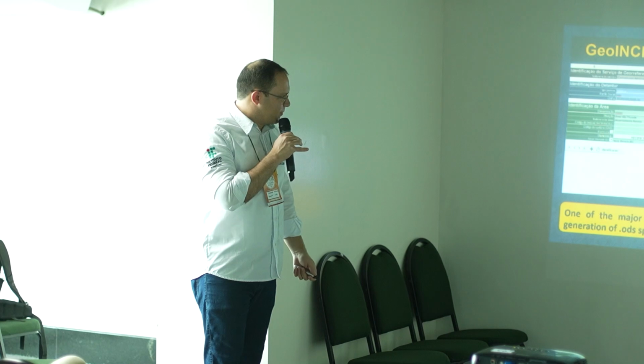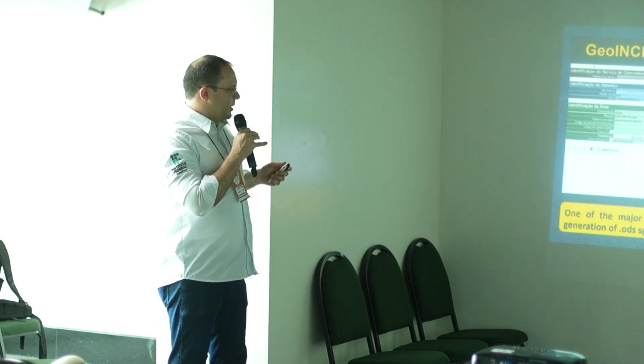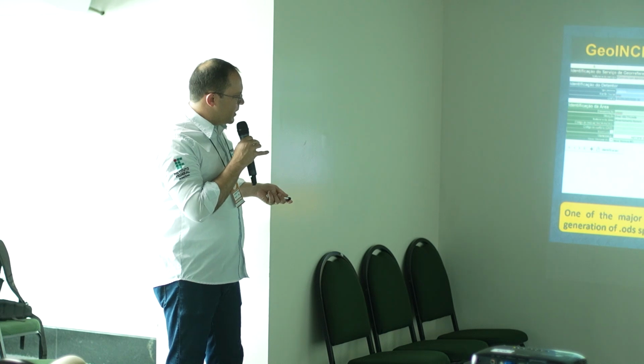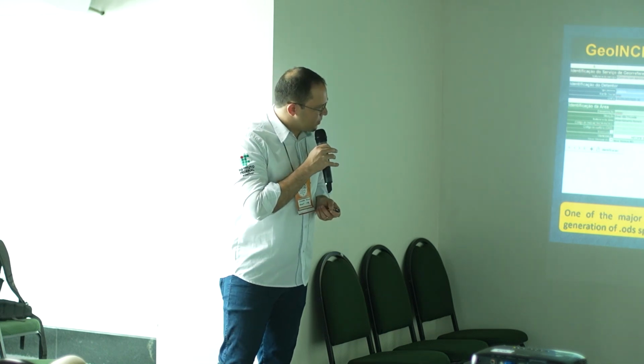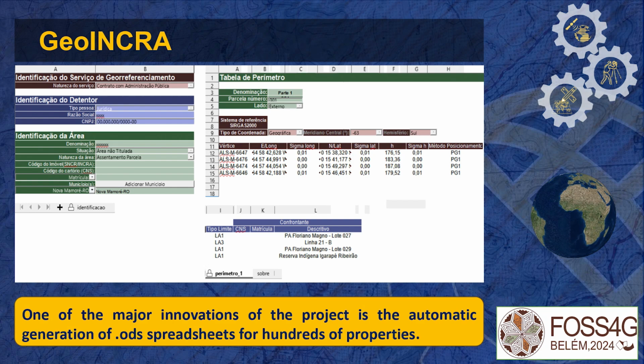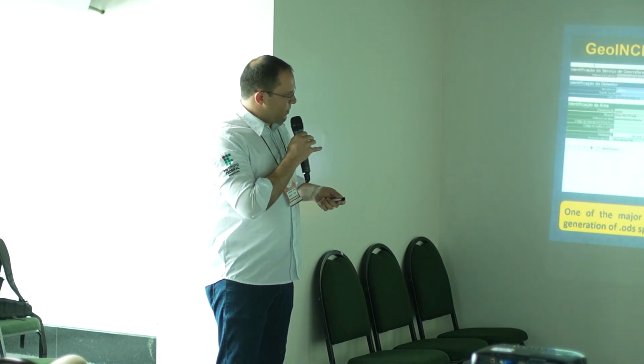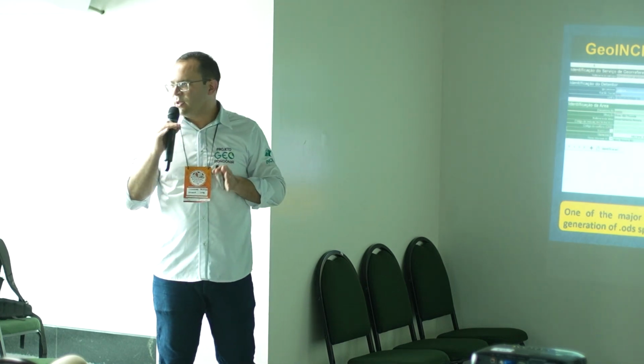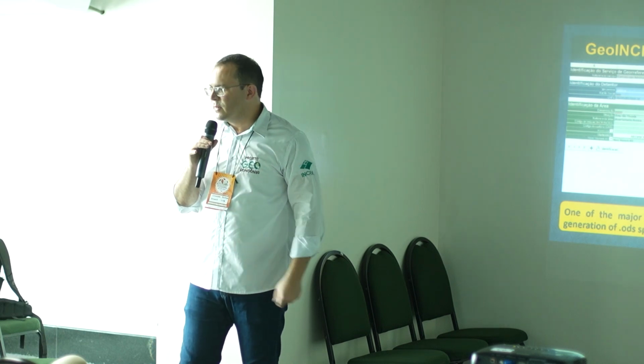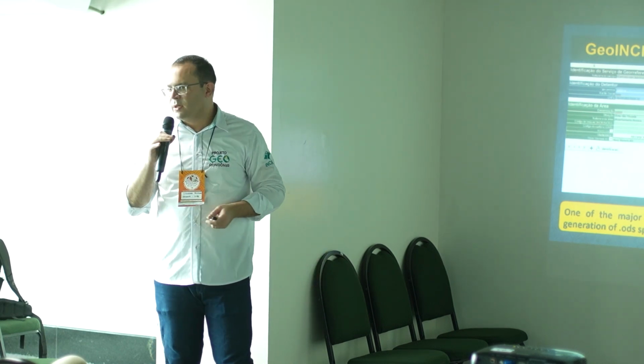One of the major innovations of the project is the automatic generation of ODS spreadsheets for hundreds of properties, or 1,000, because if you have polygons, we can automatically create the boundaries, the limits, the line between two neighbors. You can create automatically all the vertices. You can name the vertices, and everything is now automatically generated by this project that helped us to develop this solution.